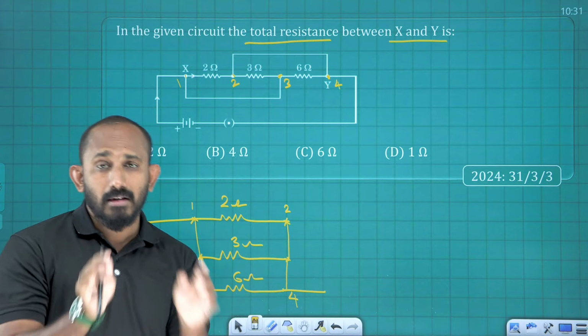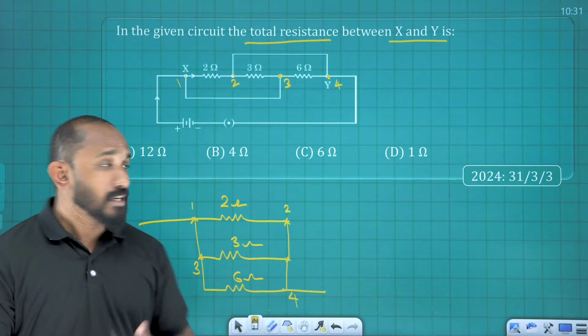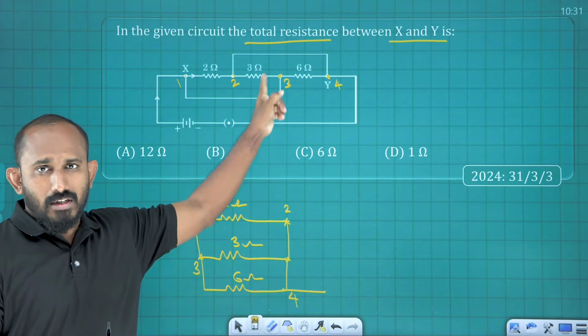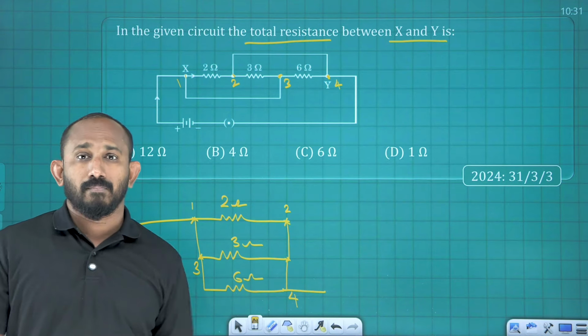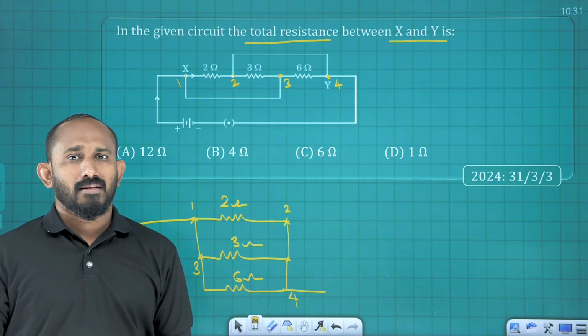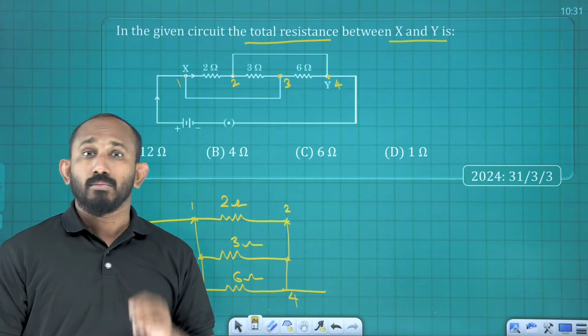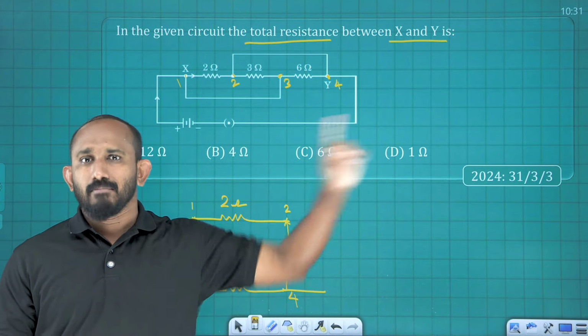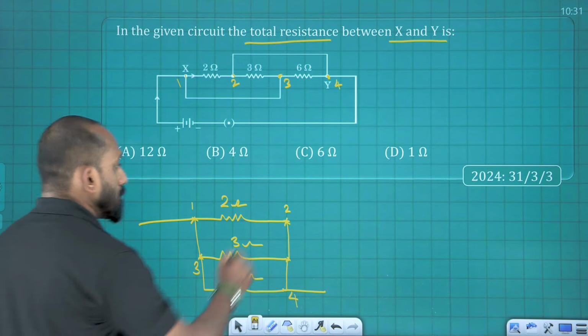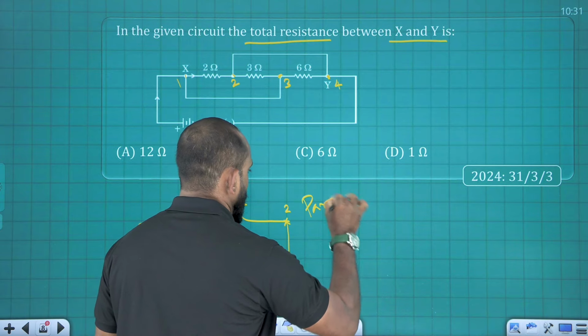Please keep in mind, different sorts of networks are there. This way three resistors are connected and they are shorted, so these three are in parallel. Keep in mind, in parallel. That's very important. You may feel it is series by seeing, but they are shorted, so they will become a parallel combination.